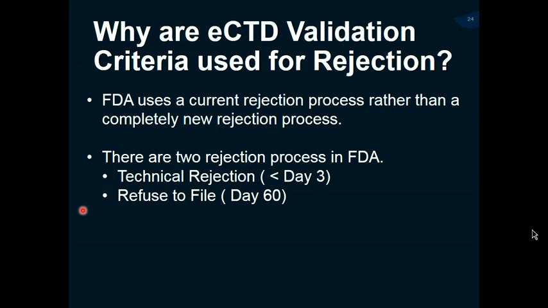So why is the CDISC eCTD validation criteria used for the rejection process? FDA does not want to implement a new process at this moment. We believe that they want to use the current rejection process. So now they are using eCTD validation criteria as part of the rejection process. And there are 2 rejection processes at FDA, technical rejection and refuse to file. In the recent webinar, FDA mentioned that they do not want to refuse to file for the higher level study standards.